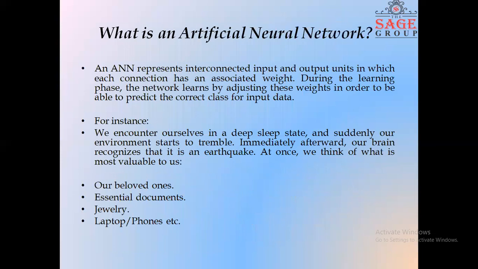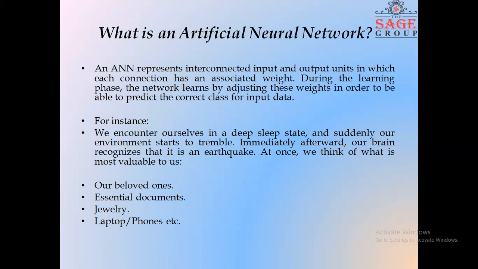Now comes the artificial neural network. So what is an artificial neural network? An artificial neural network represents interconnected input and output units in which each connection has an associated weight. During the learning phase, the network learns by adjusting these weights in order to be able to predict the correct class for input data. So while training the neural network, it adjusts the weights according to the priority to predict the correct class for input data.